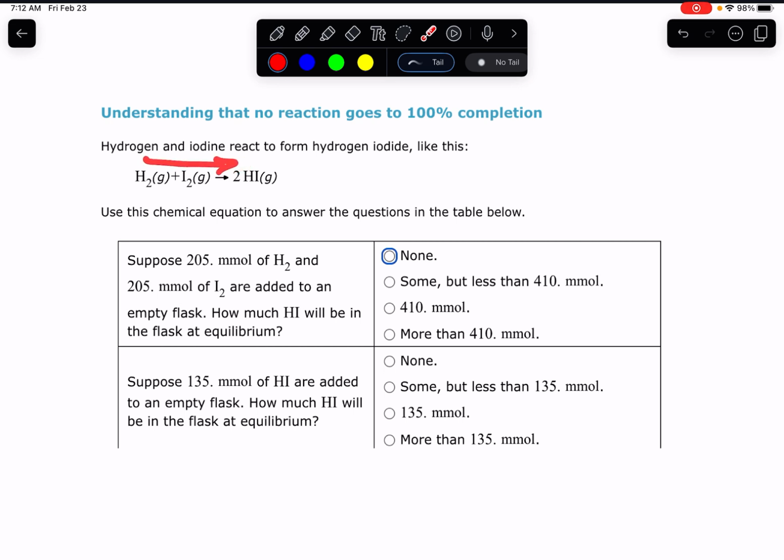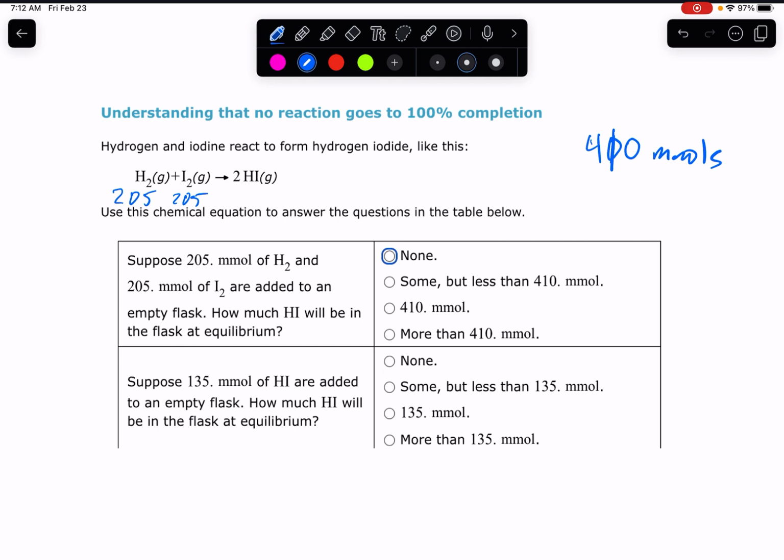But over time, the amount of products reforming the reactants gets bigger and bigger until eventually the forward reaction rate and the reverse reaction rate are exactly the same, and there's no change in the amount of products versus reactants. What that means then is this. If we start off with 205 millimoles of this, and 205 millimoles of this, altogether, by the way, that's 410 because of my amazing math skills. And of course, I wrote 400, but 410 millimoles, right?